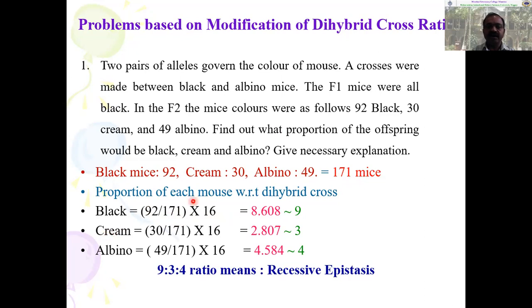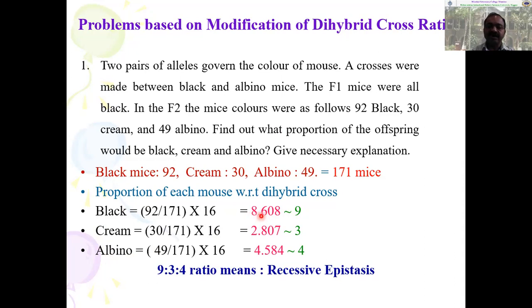Similarly, for cream, the same procedure: 30 divided by 171 multiplied by 16. That answer is 2.807. Now for the third one, again 49 divided by 171 multiplied by 16. That means 4.584.